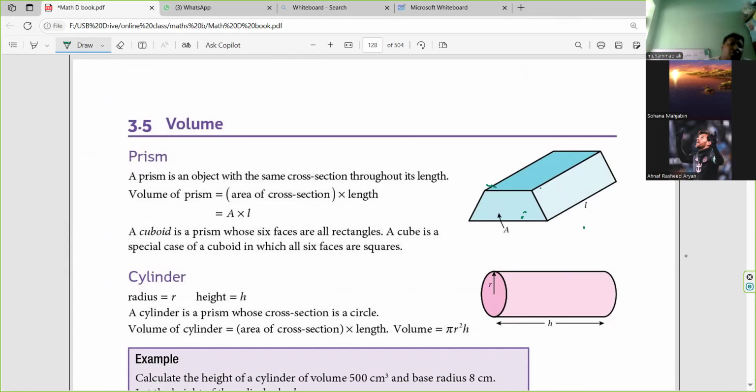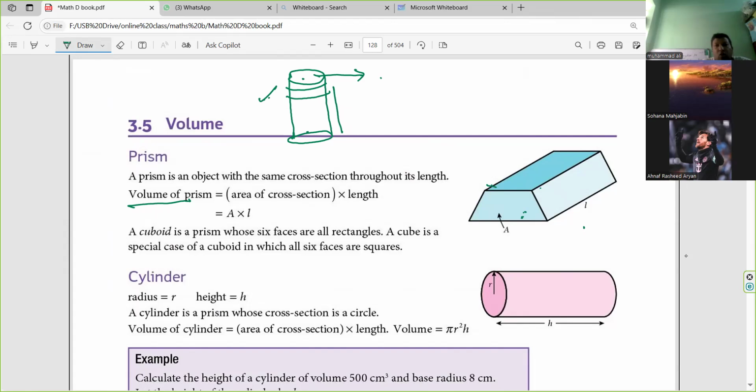So what is the prism formula? Another thing, like this is a bottle, and if we cut it, all this time we'll get a circle. So this is also a prism. So what is the volume of a prism? Volume of a prism is the area of cross section multiplied by length. And the special name of this prism is cylinder.